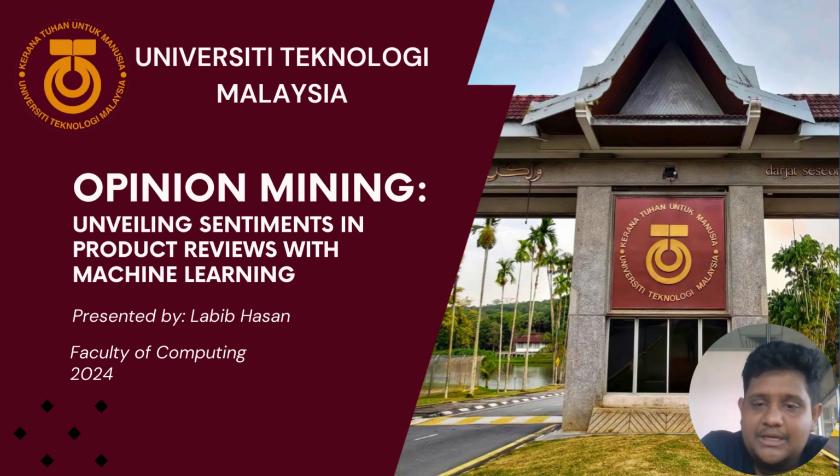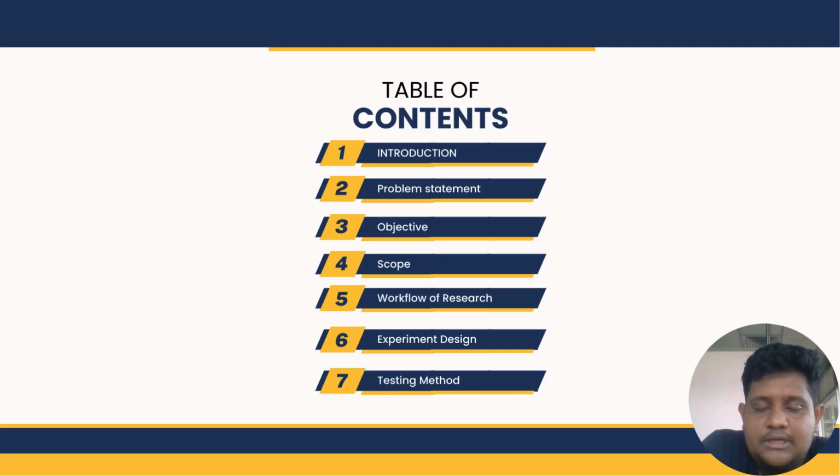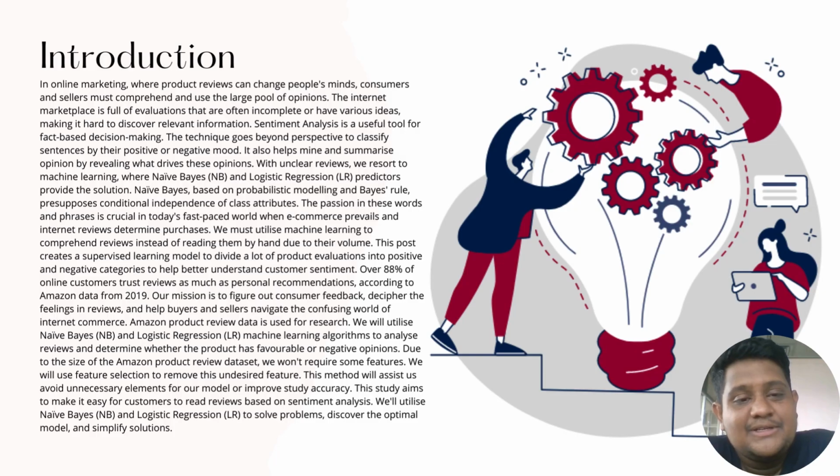Today I am going to explain about my report of PSM1. My research topic is Opinion Mining: Unveiling Sentiments in Product Review with Machine Learning. Table of Contents. First is introduction, second problem statement, third objective, fourth scope, fifth workflow of research, sixth experiment design, and seventh testing method. So let's move on to the introduction.